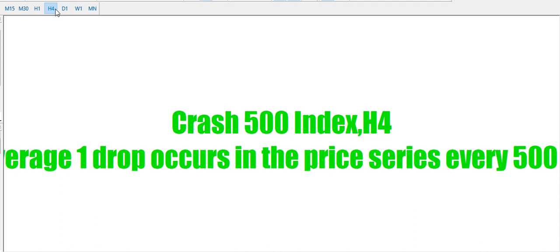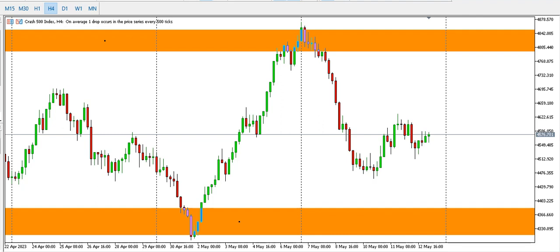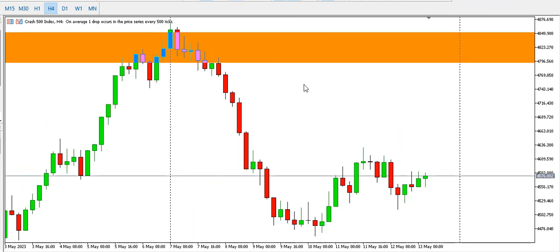For the 4 hour time frame, crash 500 index 4 hour. Let's look at what's happening on the 4 hour time frame. We can see price respecting the range top and the range bottom. For now we are more like having a double bottom, and if price breaks this trend line around here, it's already currently being broken, I see it going back to the top of the range. That's that on the 4 hour time frame.